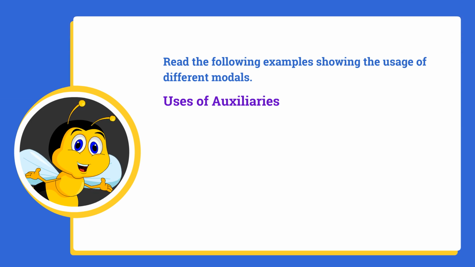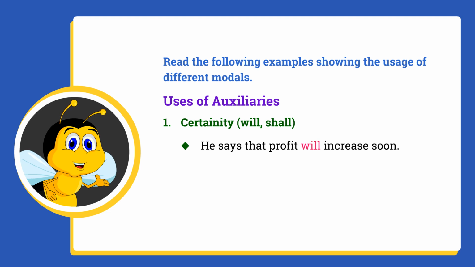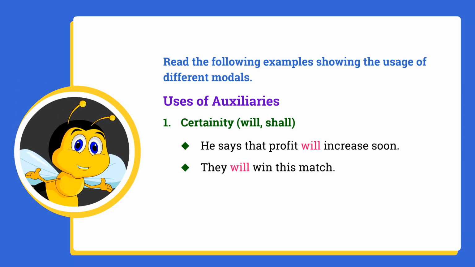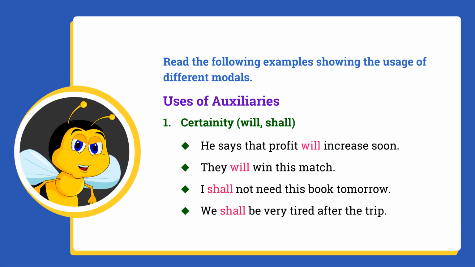Uses of auxiliaries: certainty, will, shall. He says that profit will increase soon. They will win this match. I shall not need this book tomorrow. We shall be very tired after the trip.